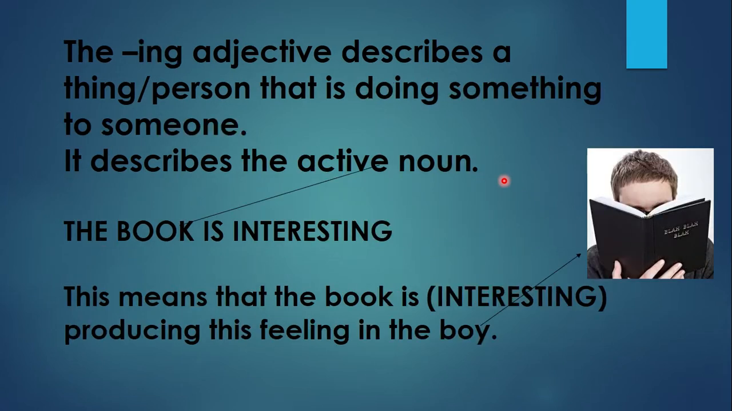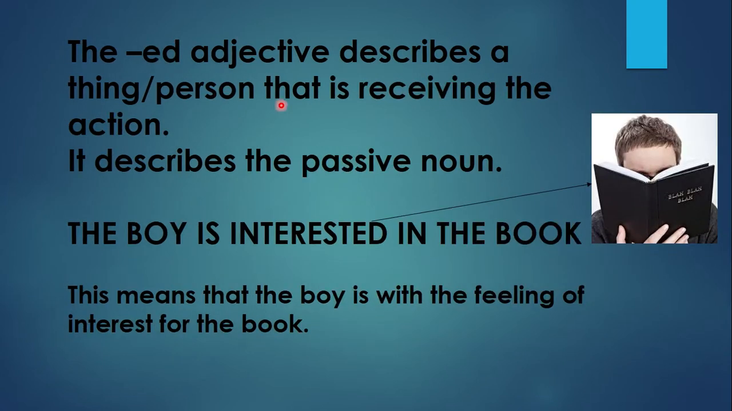The ed adjective describes a thing or a person that is receiving the action. How a person feels. It describes the passive noun. For example, the boy is interested in the book. This means that the boy is with a feeling of interest for the book. So we are describing how he feels about the book.